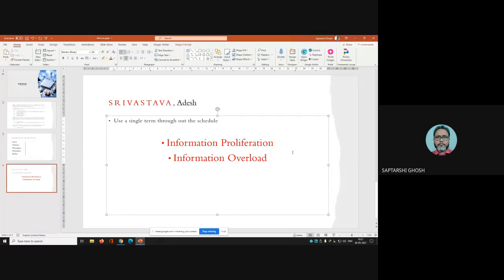Information proliferation means that each and every day, information is increasing. One after another, in a cyclic way, information is being generated, and it is getting bigger in shape. This is known as information proliferation. That is, from one information, a new information is being developed, and from that information, new information is being developed. That is known as information proliferation.